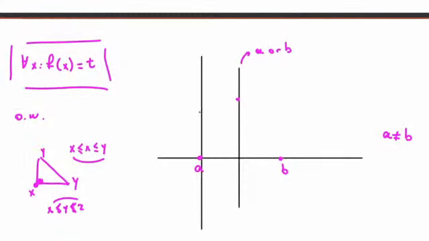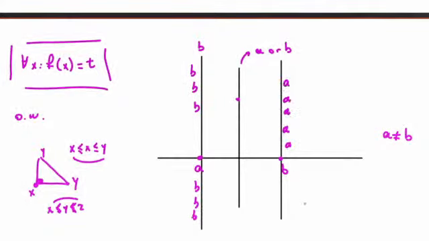So all things on this line, like this, should be B. Okay, all of them should be B. And if you consider also this line, all here should be B because of this A, B. And for this B, all things here should be A. Okay.